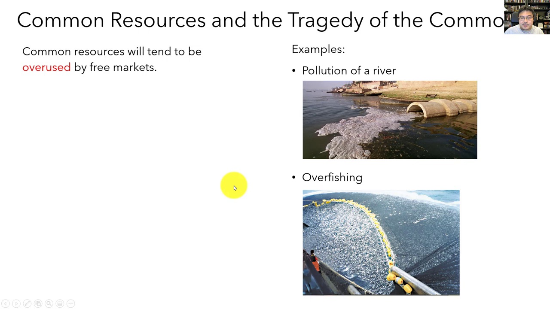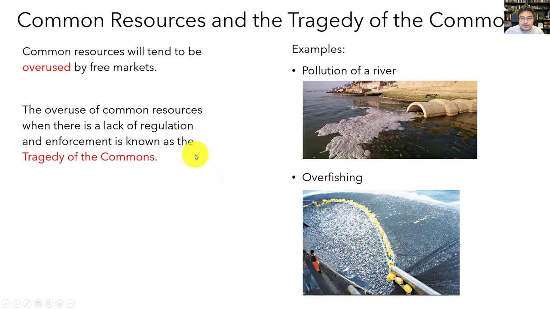Maybe not all fishermen would think this way, but if enough of them do, then they're still going to be overfishing, and the fish are still going to become depopulated. And so to stop this, the fishermen either have to organize themselves to somehow enforce limits on fishing, or else the government may have to step in and get involved. And so these two examples show that when people act to maximize their own benefits, then common resources will tend to become overused unless there's some form of regulation. And the overuse of common resources is known as the tragedy of the commons.